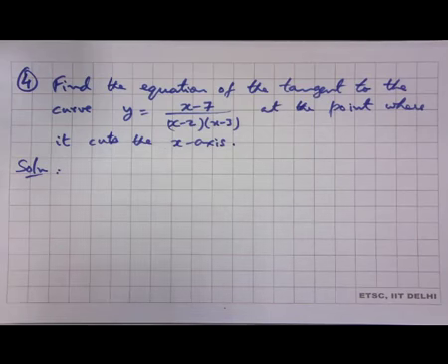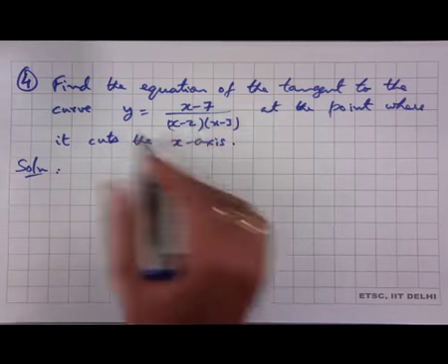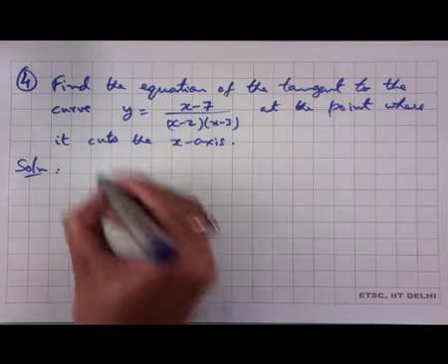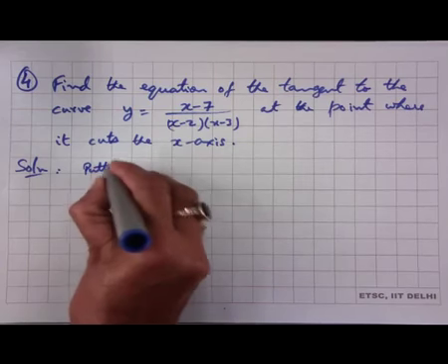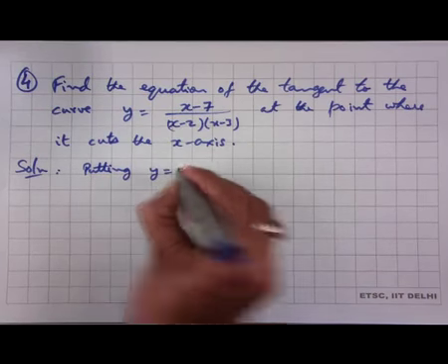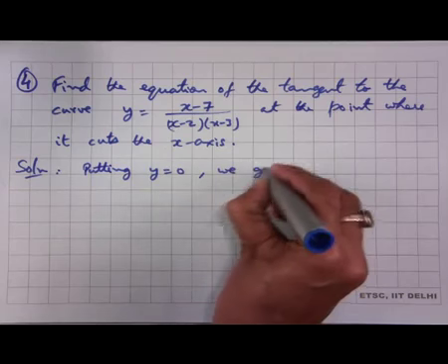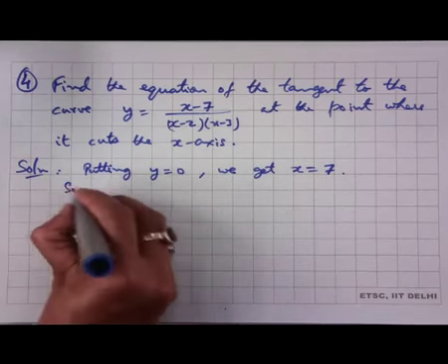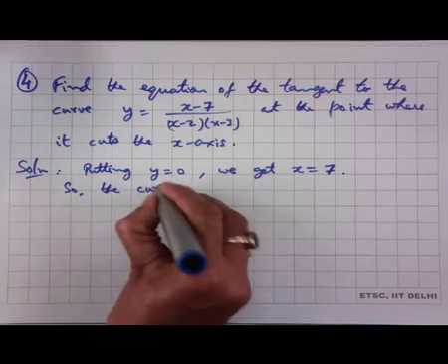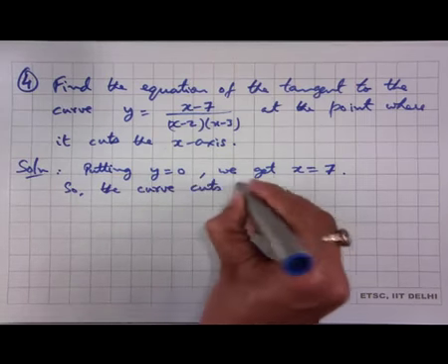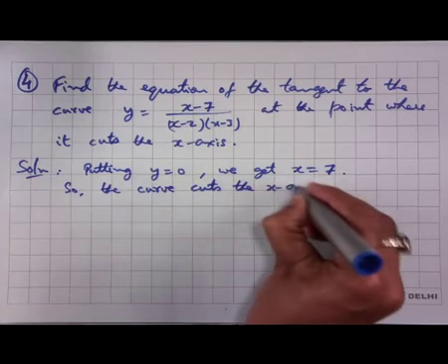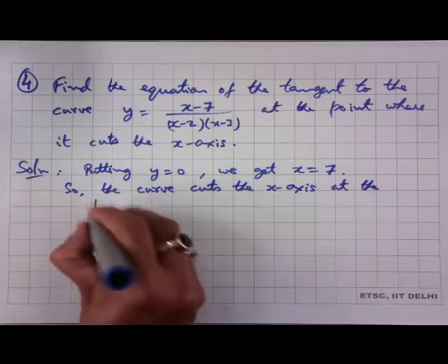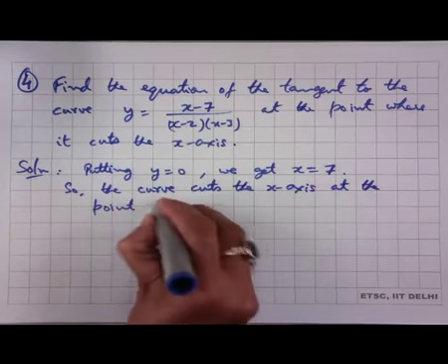So, first we need to find the points where this curve intersects the x axis. So, putting y equal to 0, we get x equal to 7. So, the curve cuts the x axis at the point (7, 0).